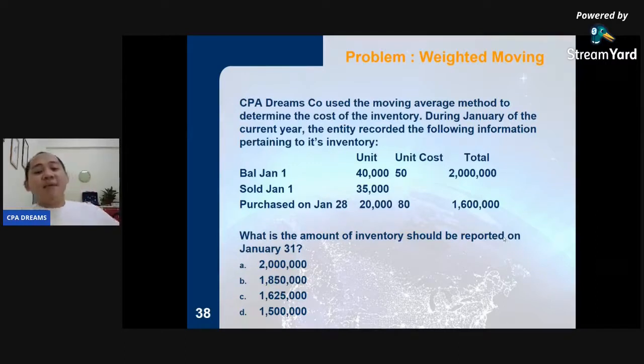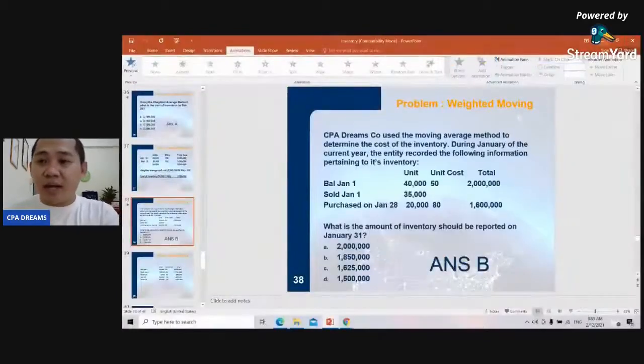Okay. So, what is the amount of inventory that should be reported on January 31? Same lang din yung process, but this one is moving average. Okay, so moving naman siya. Tingnan natin kung naaalala niyo pa kung paano mag-compute kung moving average yung method na gagamitin. Kanina is yung normal weighted average, now is the moving average method. So I will give you again 1 minute to calculate.